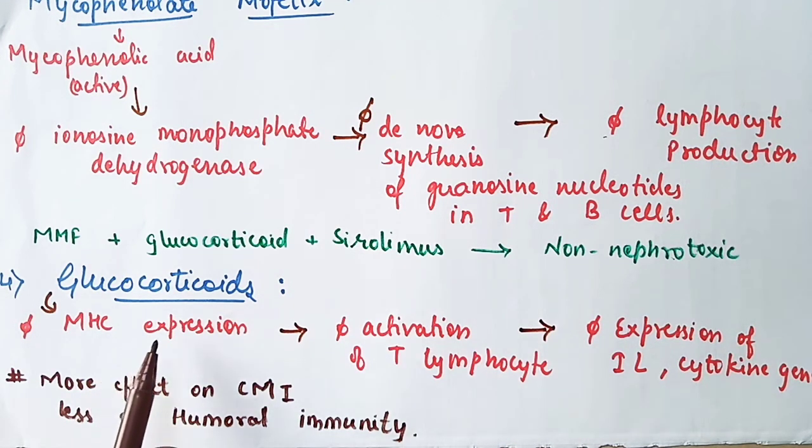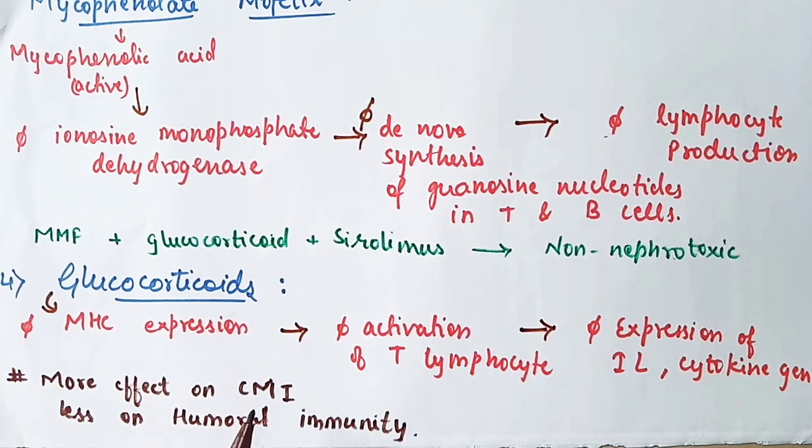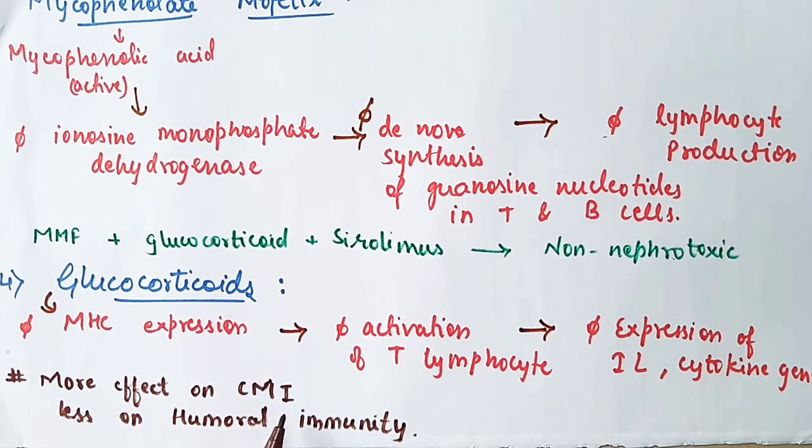Now the important point for glucocorticoids is that they are more active against CMI and less on humoral immunity. That is, cell mediated immunity, not humoral immunity, meaning they are less effective on humoral immunity.